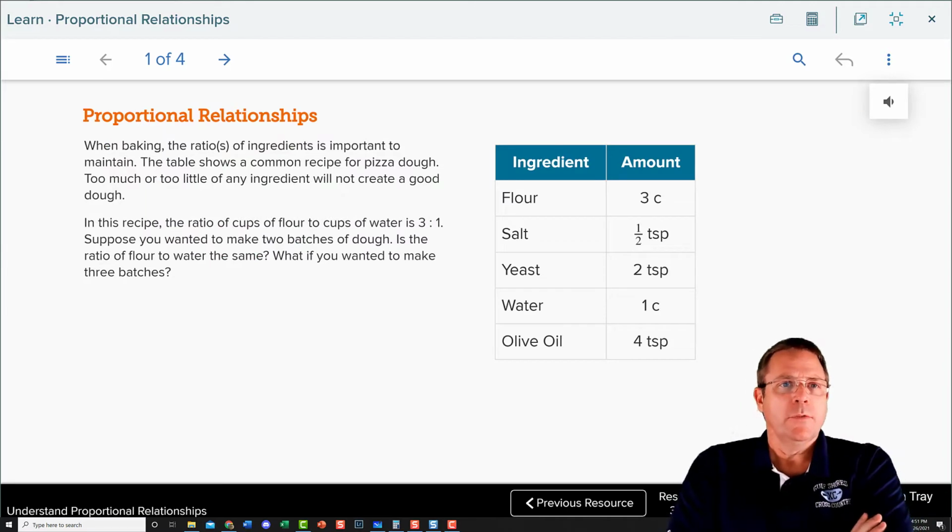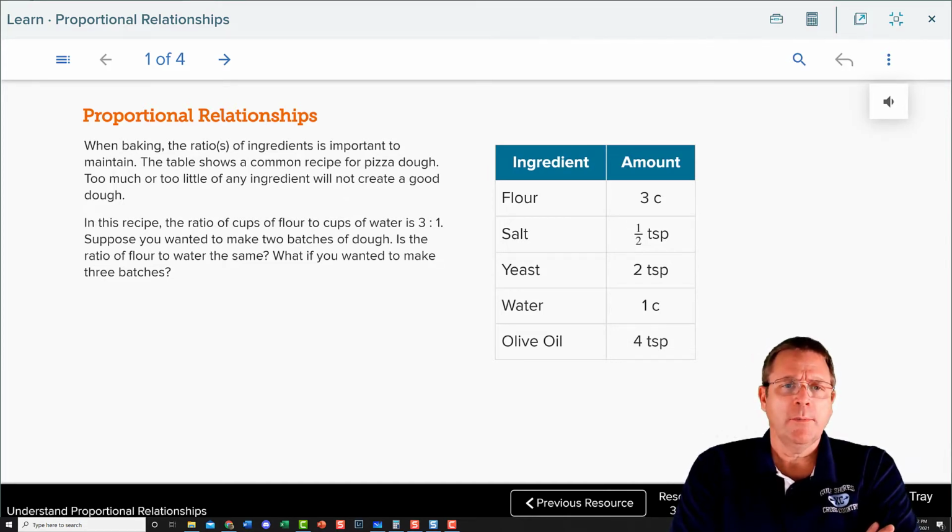When baking, the ratios of ingredients is important to maintain. The table shows a common recipe for pizza dough. Too much or too little of any ingredient will not create good dough. In this recipe, the ratio of cups of flour to the cups of water is 3:1.